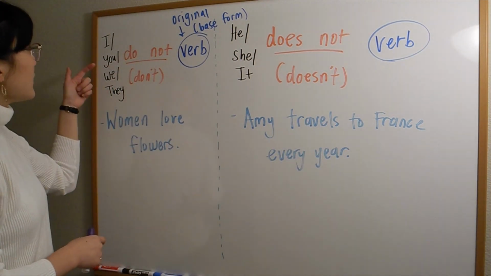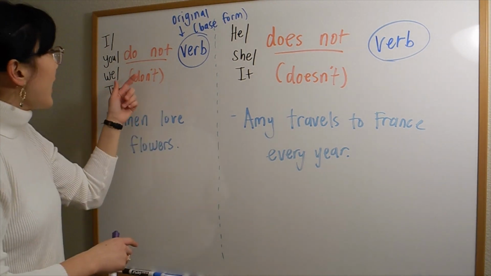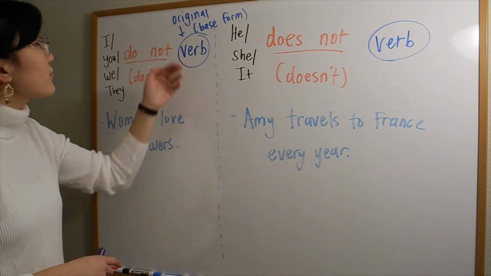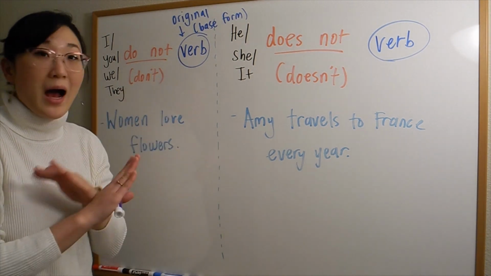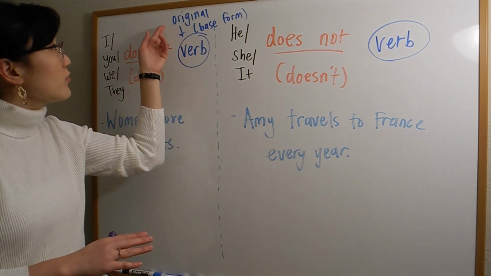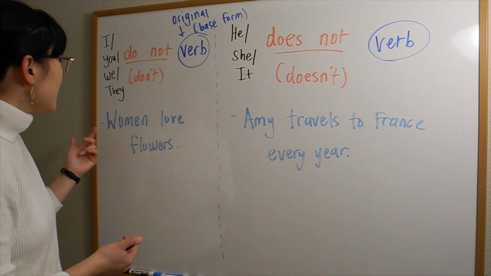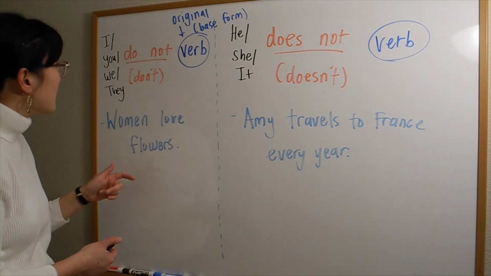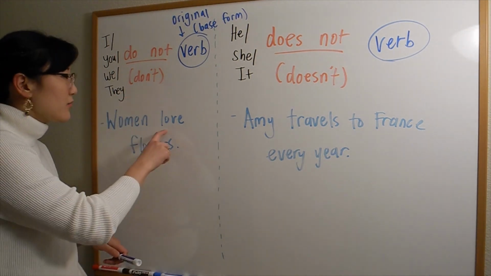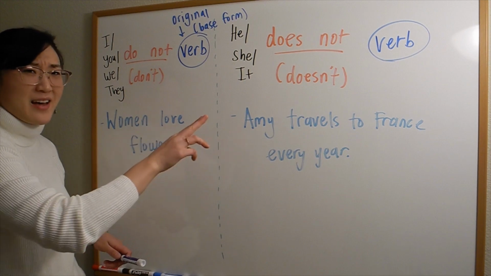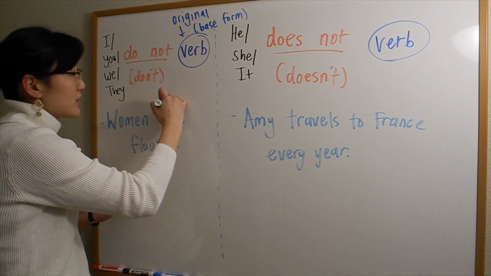If I have I, you, we, they, and I want to change it to the negative, then I need do not. The negative goes in front of the verb. The verb will never have S, ES, or IES. It will be in the original form. We call it the base form of the verb, okay? So for example, if I say women love flowers, and I, you, we, they, there's no problem, right? Because this is easy. The verb never has S, ES, or IES, so it's simple. We just put do not or don't in front, right?